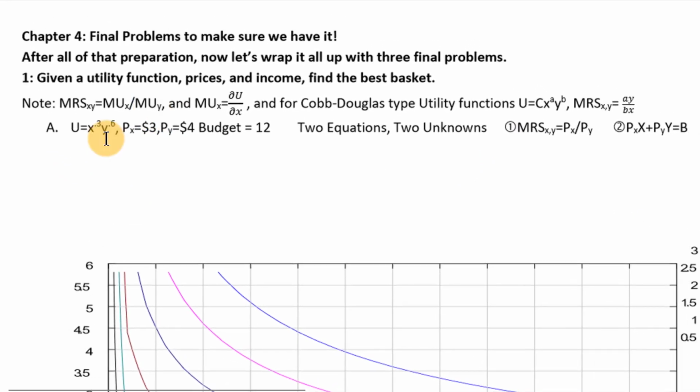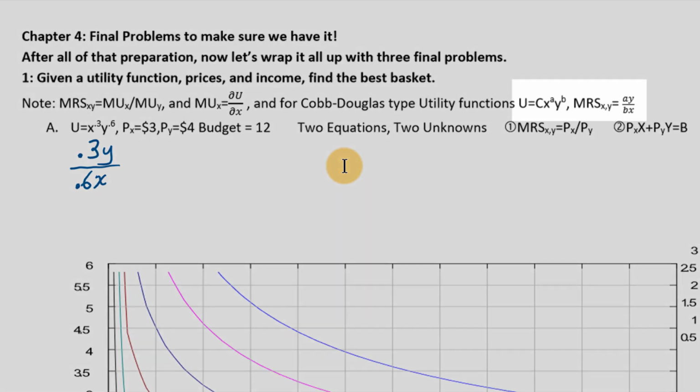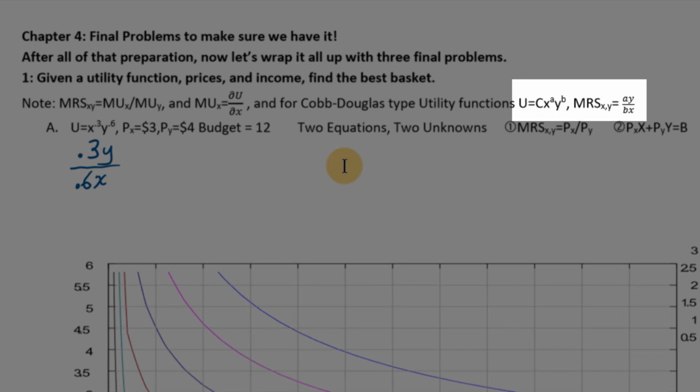So for the marginal rate of substitution, that tells this consumer how many x's they're willing to exchange for how many y's. We take the exponent on the x times y in the numerator. So it's going to be 0.3 y divided by 0.6, the exponent on the y, times x. Remember, if we do all the calculus, that's what it's going to simplify into. So this is a little shortcut.